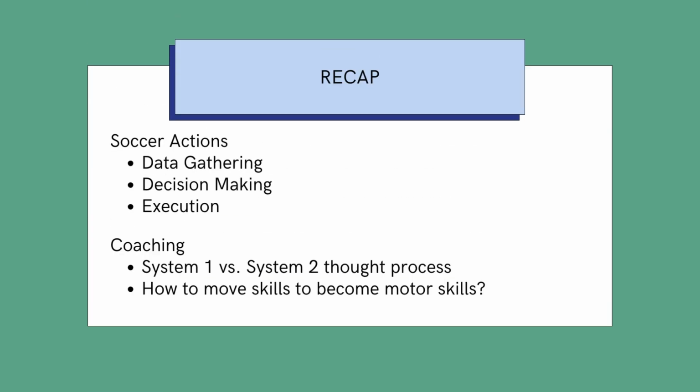So this was a little longer video, and a little bit theoretical. So let's just recap quickly what we talked about. We talked about data gathering, decision making, and execution as the three pillars of soccer actions, and how they overlap. We went through an example of a one-two pass and how that fits in there. Then we talked a little bit more about the system 1 and system 2 thought processes. And finally, how that fits into coaching, right? How do we move skills to become motor skills, to become system 1 skills, so we can enable our players to think faster, act faster, and make the right decision as often as they can.